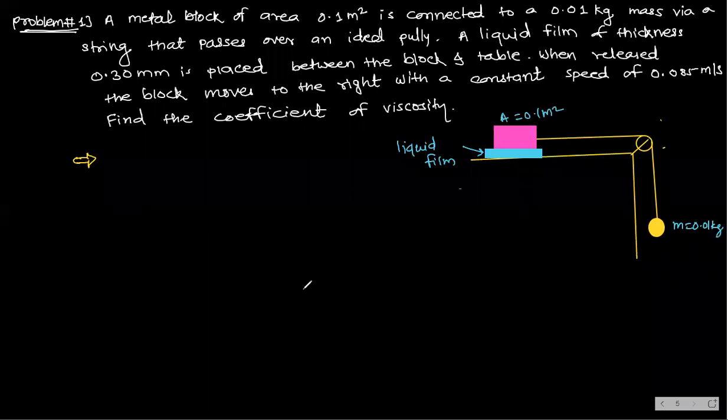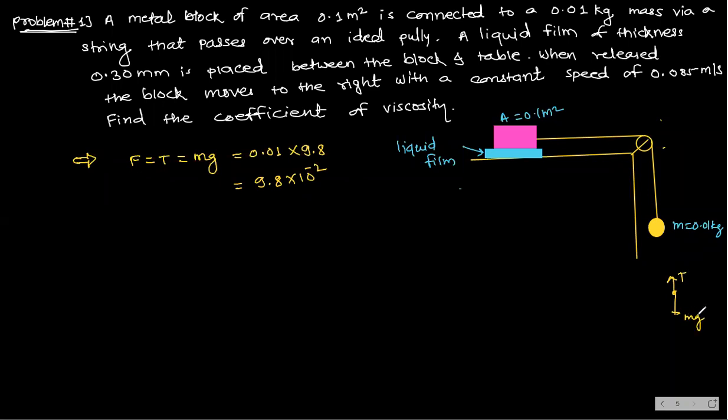Okay, so what is given, first of all what is given here. F is equal to tension T is equal to mg, and that is equal to 0.01 into 9.8. So you will get 9.8 into 10 to the power minus 2. Yes, no? Because if you draw the free body diagram, you have tension up, down you have mg, and this T is nothing but what? Force F, due to which it is getting displaced, right? So F we have this.